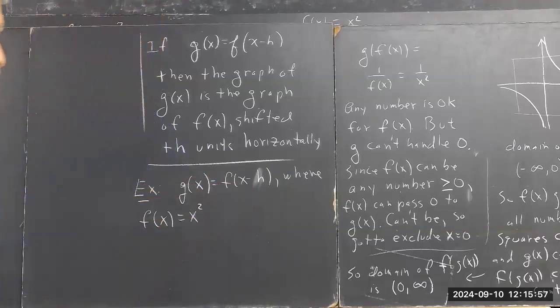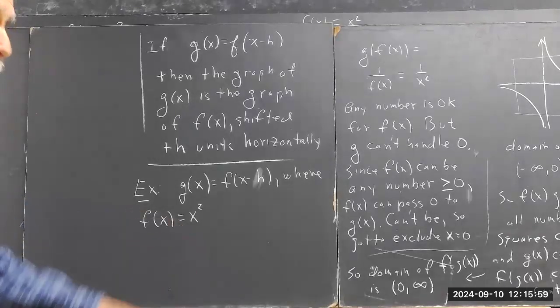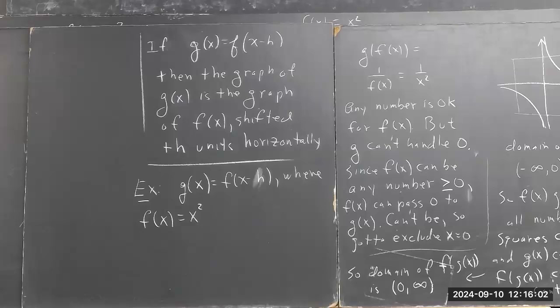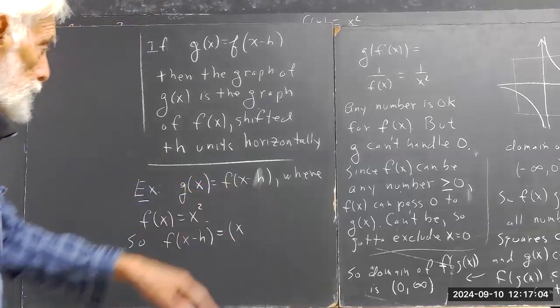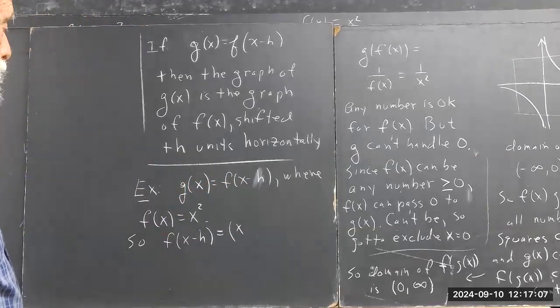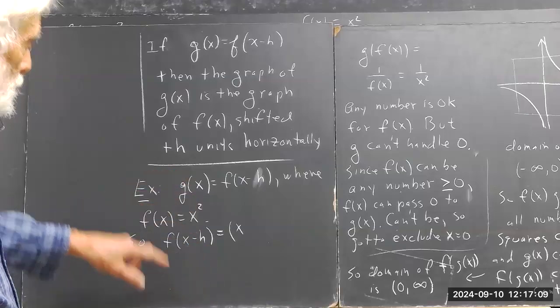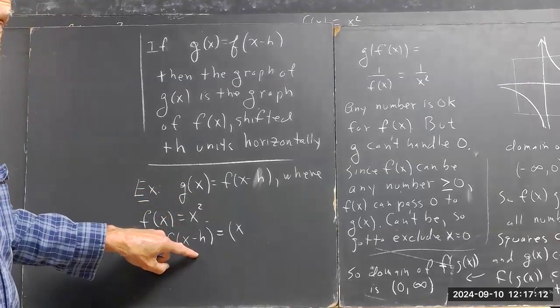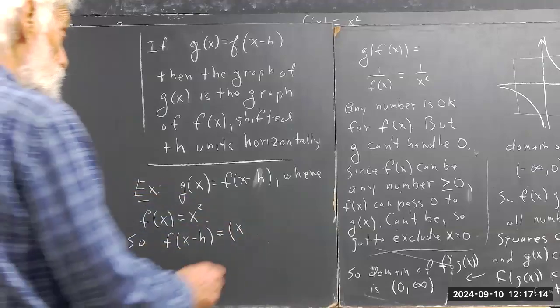So for example, g of x equals f of x minus h, where f of x equals x squared. So what's a formula for g of x? Take a minute, just a few seconds actually, and write it down. Okay, well, g of x equals f of x minus h, where f of x equals x squared. So f of x minus h equals what? Well, x has been replaced by x minus h. We replace x by x minus h.